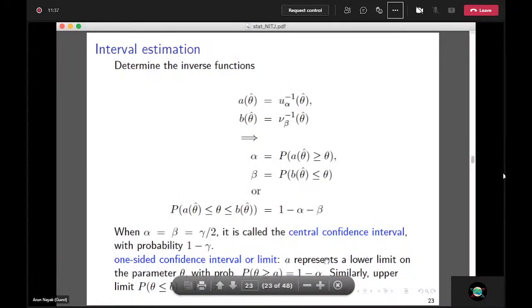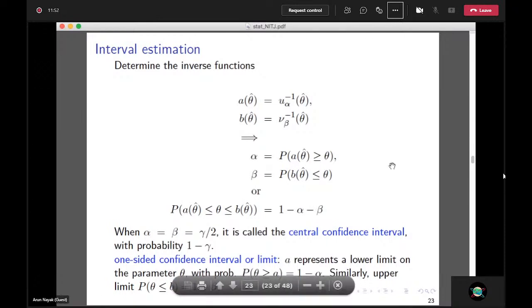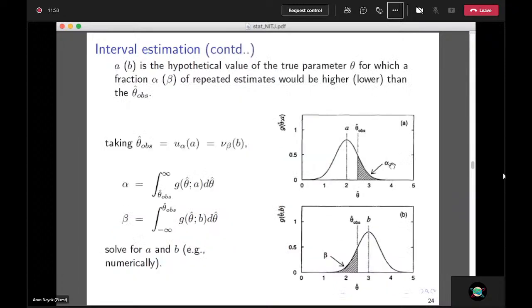So here in this case, A represents a lower limit on the parameter theta with probability 1 minus alpha, and similarly B represents an upper limit on parameter theta with probability 1 minus beta. Okay, so now how do we get this A and B? By construction, A is that hypothetical value of the true parameter theta for which a fraction alpha of the repeated estimates would be higher than the observed value of theta.